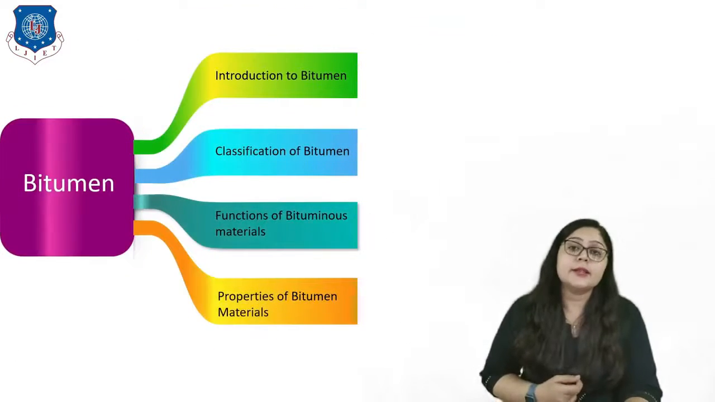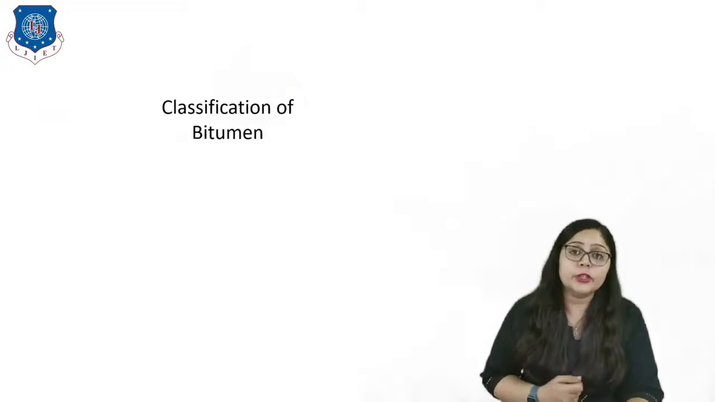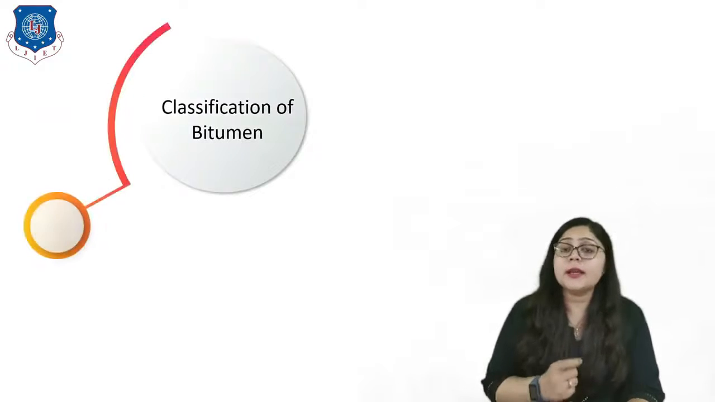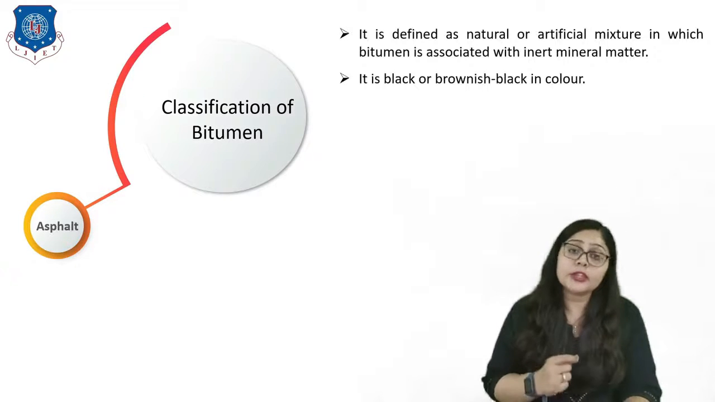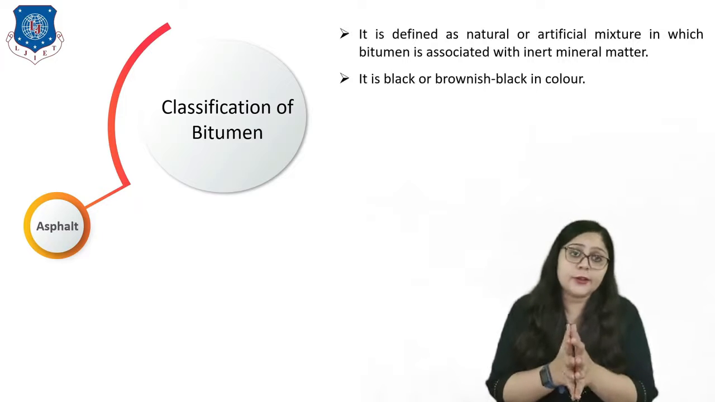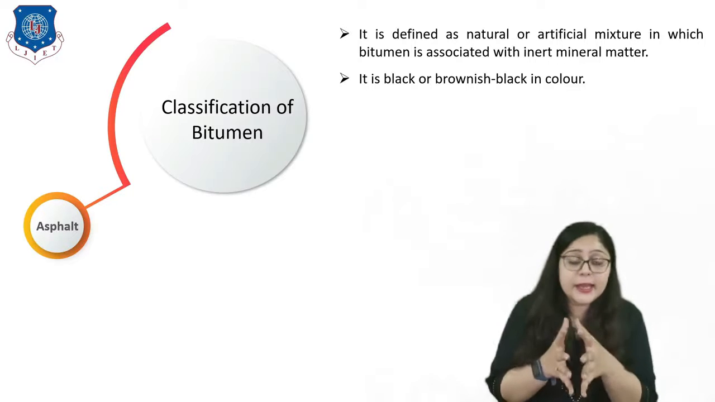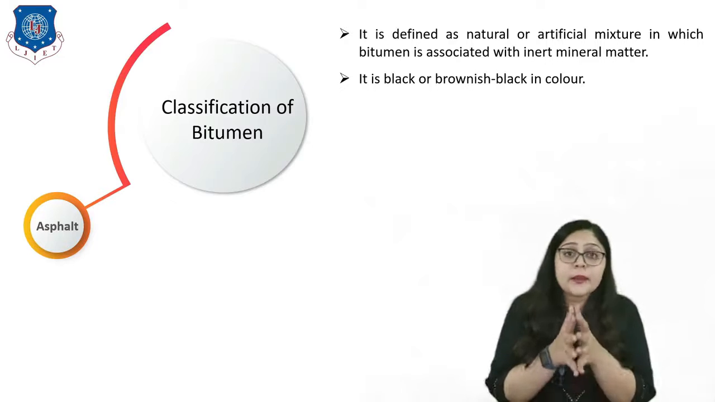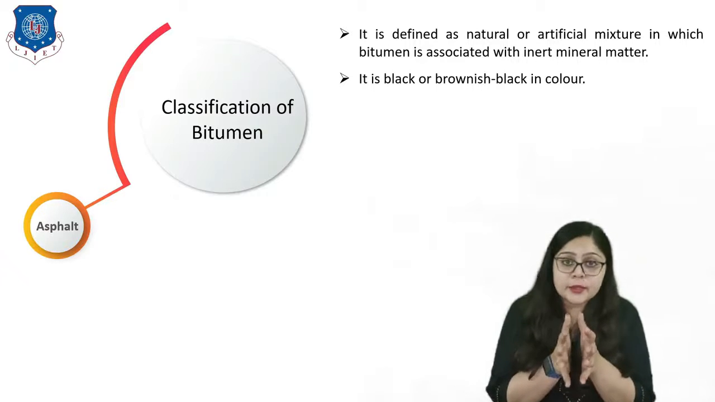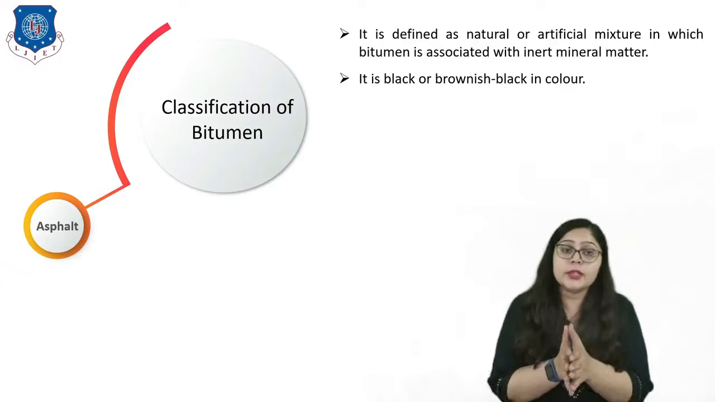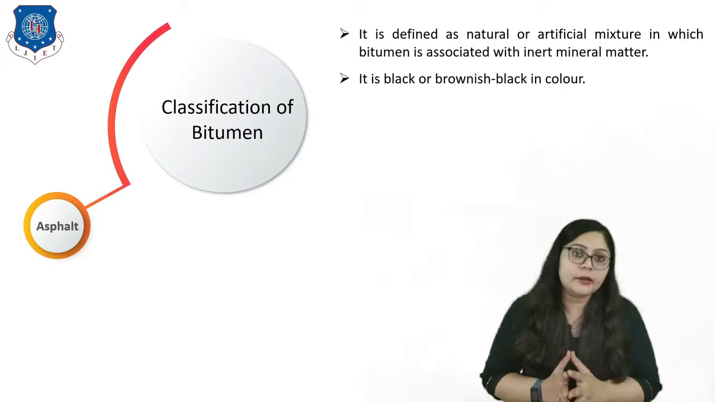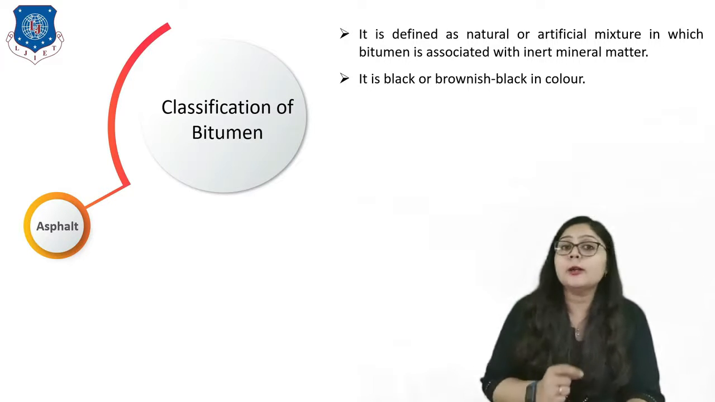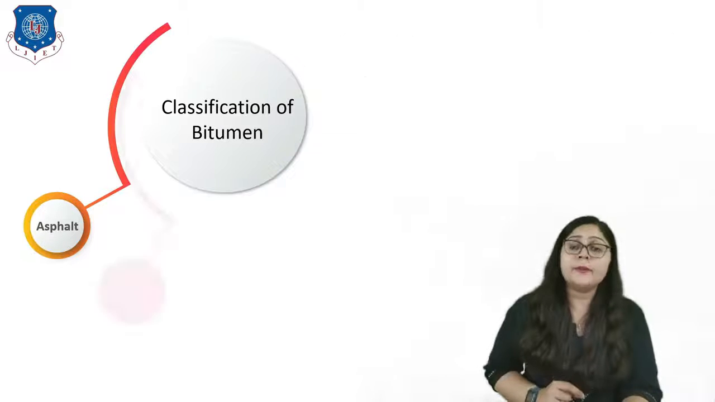Now, let us discuss the classification of bitumen. Basically, it is classified into four types, in which the first one is asphalt. It is defined as a natural or artificial mixture in which the bituminous material is associated with inert mineral matter, right? It is black or brownish black in color, right?